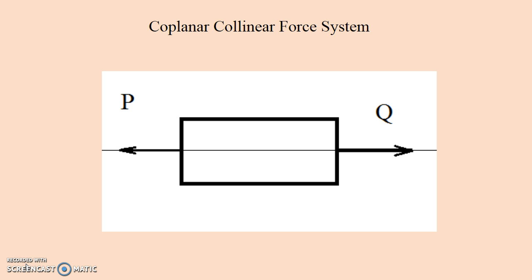So if a body is acted upon by forces where the line of action of all the forces is common, then we call it a collinear force system. And as these two forces P and Q are on the same plane, it is a coplanar collinear force system.